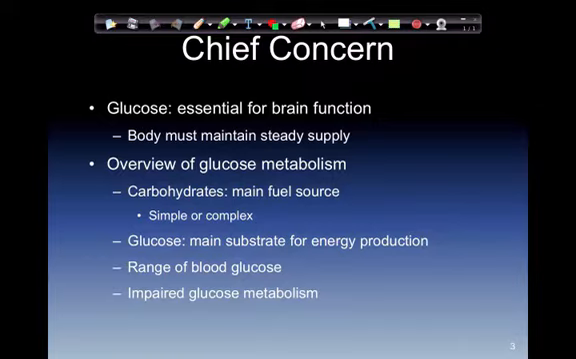Glucagon, production of alpha cells in the islets of Langerhans, and the islets of Langerhans has three cells: alpha, beta, and then delta cells. Alpha cells secrete glucagon. Beta cells secrete insulin, and the delta cells secrete somatostatin.